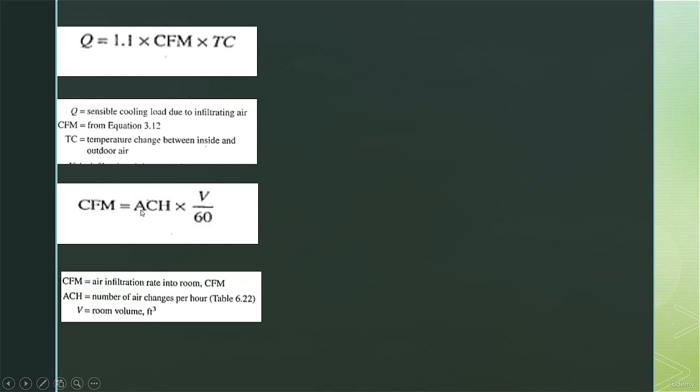So ACH is the number of air changes per hour. Different spaces have different numbers of air changes required. Let's suppose we have a living room or restroom. The air changes required for this is 2 to 8 air changes. So these are different for different areas.